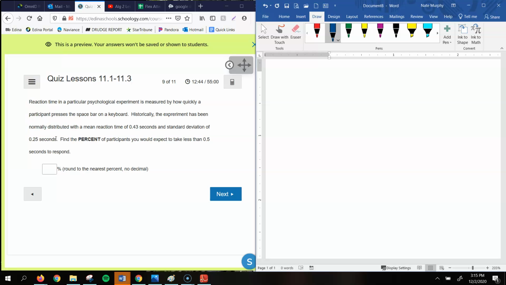Okay, so the first thing I got to do is convert that 0.5 seconds to a z-score, because then I can either use my table or we can use our calculators. And for this one, we'll just use our calculators. So to find the z-score, first off, again, a z-score for the 0.5. So we take 0.5 minus the average speed, which is 0.43, divided by the standard deviation, which was 0.25. When we do that, we get 0.28. So that's our z-score, 0.28. And so we want to figure out the percent of participants we would expect to take less than 0.5 seconds to respond.